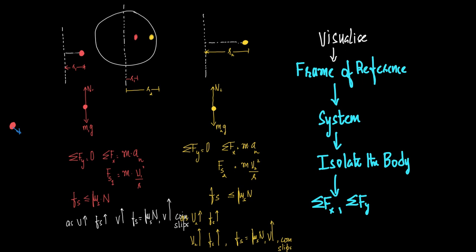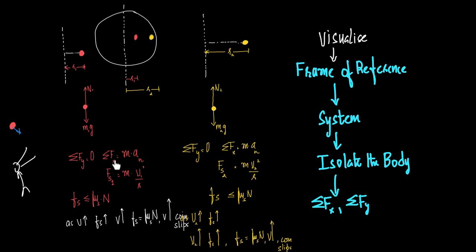Frame of reference. As usual, I'll stick to the inertial frame of reference, which means the observer is standing outside of wherever this picture is happening. Then a system. We have the system, which is the disk and the coin. Isolate the body. The body is isolated here. Then sigma Fx, sigma Fy. We have drawn N1, m1g, N2, m2g.